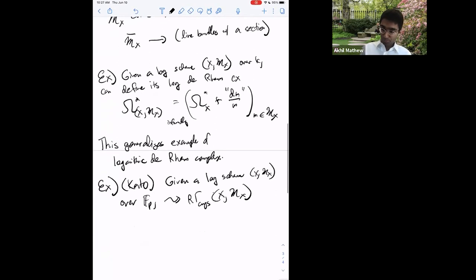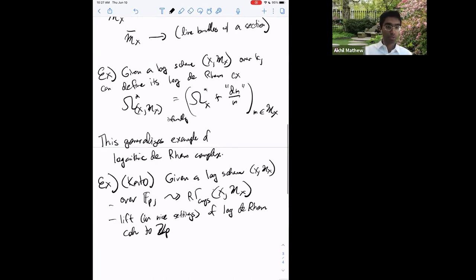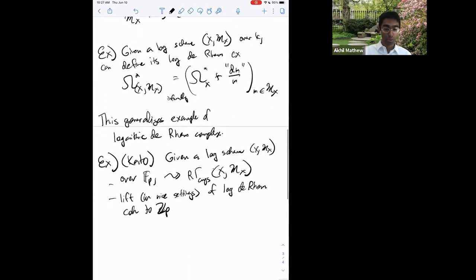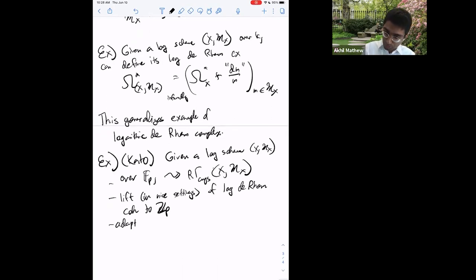And maybe what I should say is that this is going to be some sort of lift, in nice situations, of the log de Rham cohomology to Z_p from F_p. This absolute log crystalline cohomology is defined using, well, crystalline cohomology is defined using the crystalline site, and one defines a log version of the crystalline site to define log crystalline cohomology. So we adapt the definition of a crystalline site.